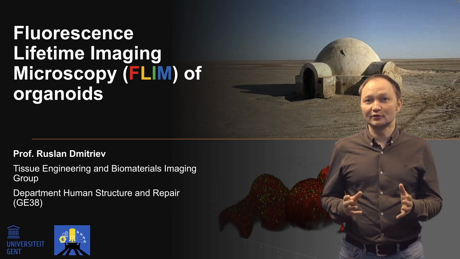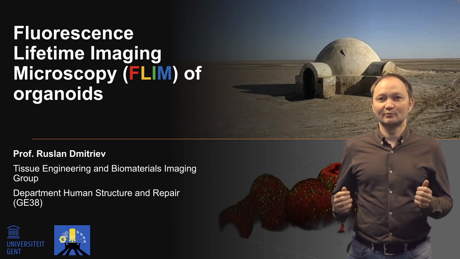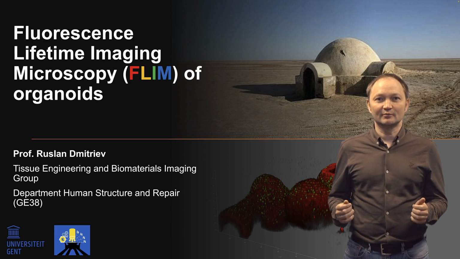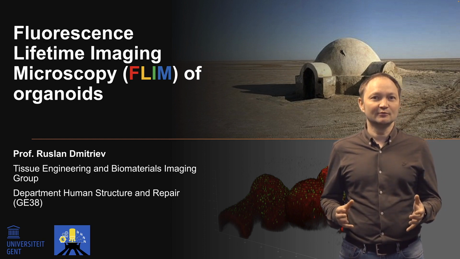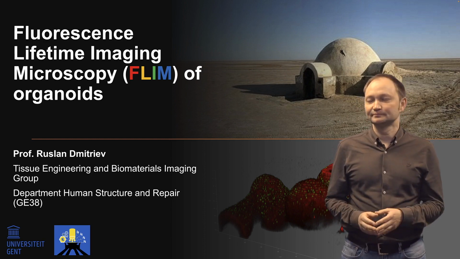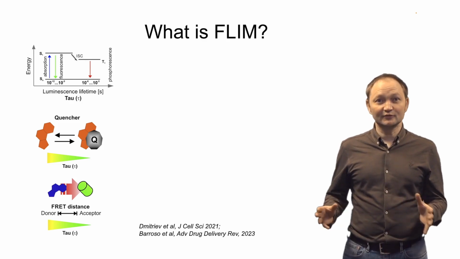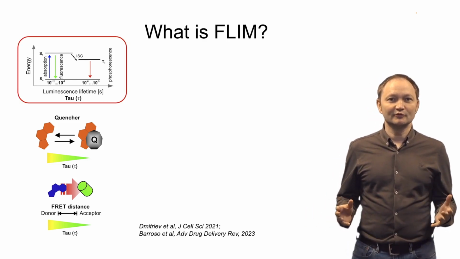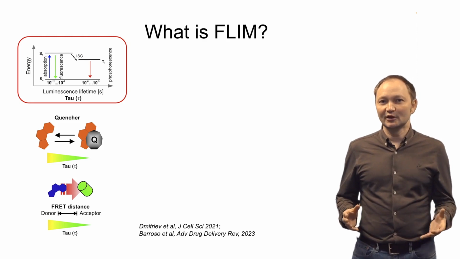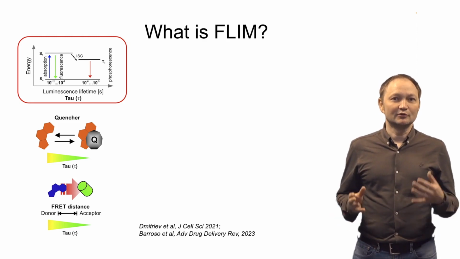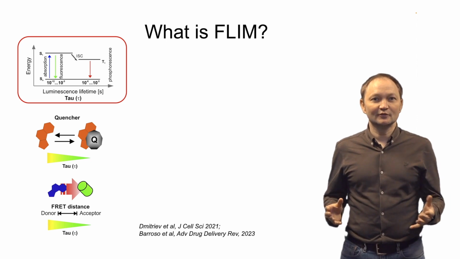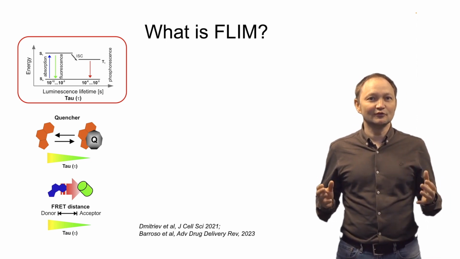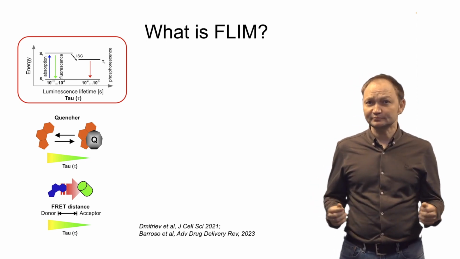The topic of my talk is Fluorescence Lifetime Imaging Microscopy, FLIM, normally pronounced as simply FLIM, and of course, organoids. So, what is FLIM? As you can probably know, fluorescent compounds used in microscopy are illuminated and emit the light. What we normally observe is the intensity of their fluorescence within certain regions of the electromagnetic spectrum.